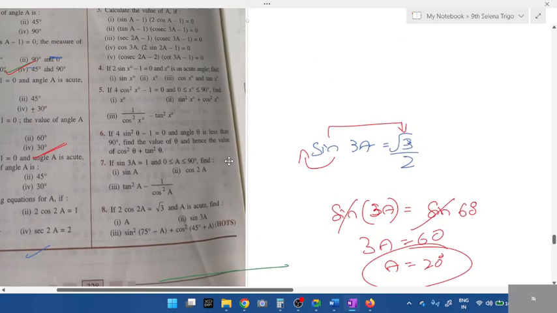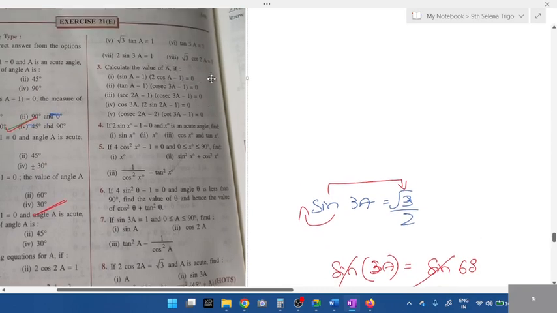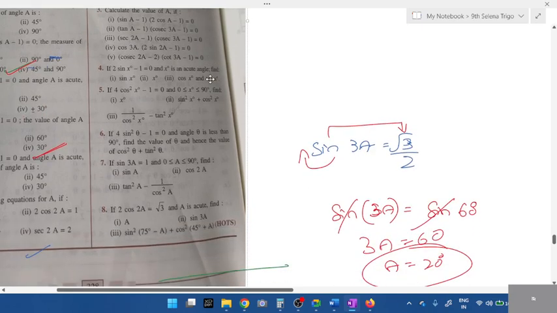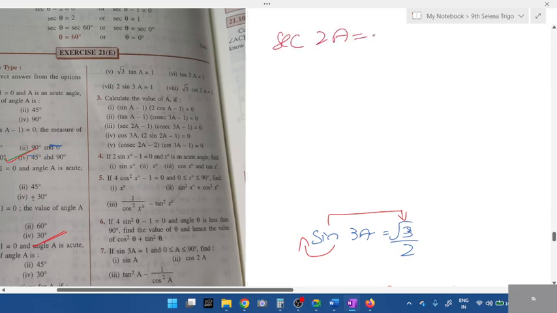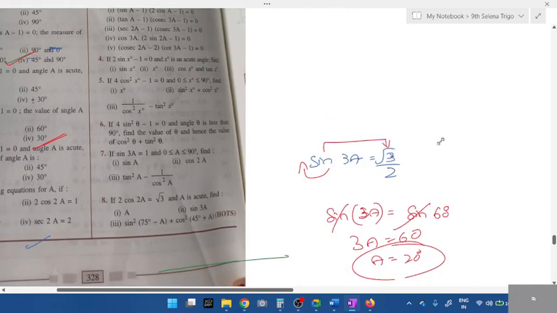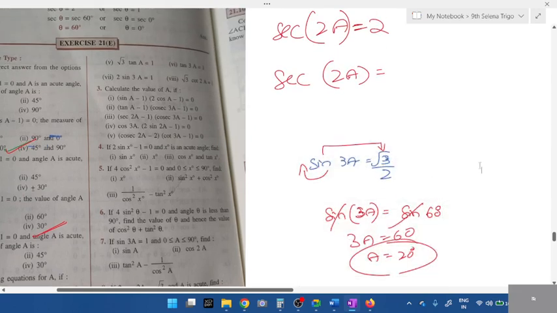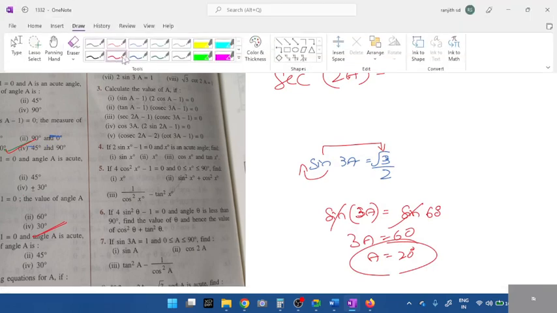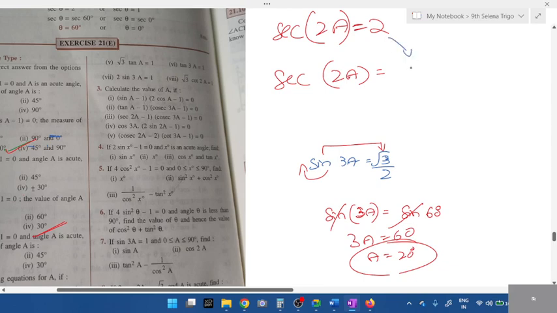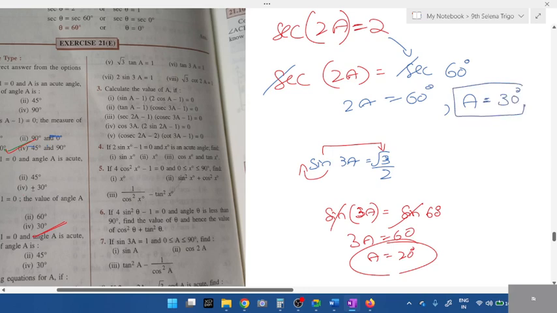Okay. Try the fourth one and then fifth, sixth, seventh. I'll write the fourth one here. Sec 2A is equal to 2. Keep this 2A in bracket. Sec, which one gives 2? Use the sec table, students. 30 or 60? It's not 30. Check properly, Alia. Sec 60 is equal to 2, right? In place of 2, what should I write? 60. Sec and sec get cancelled. 2A is equal to 60. A is equal to what? Yes, Alia, the answer is 30°.